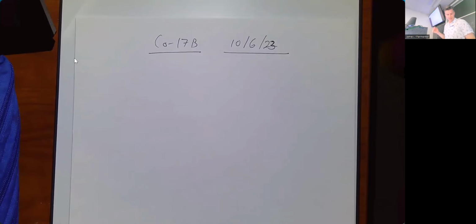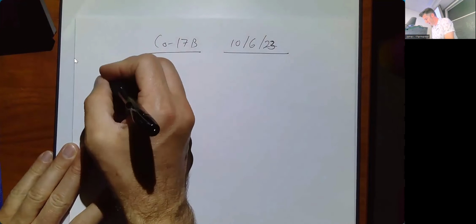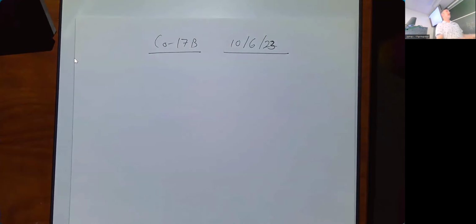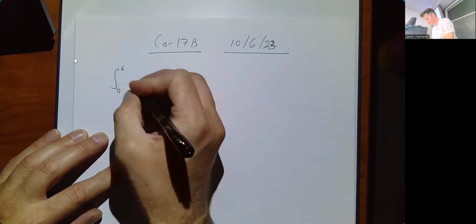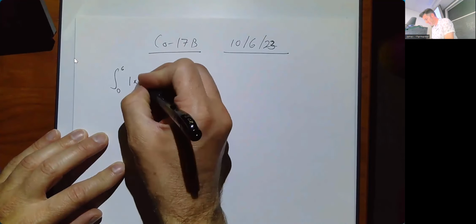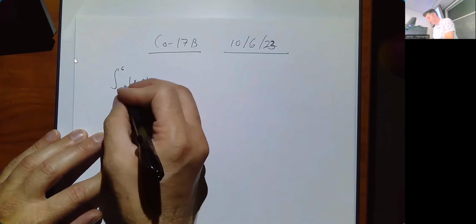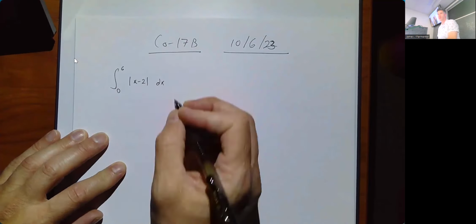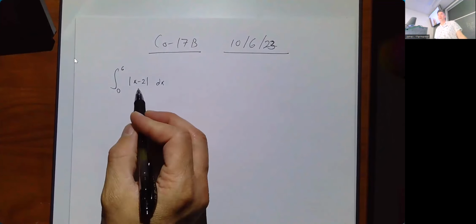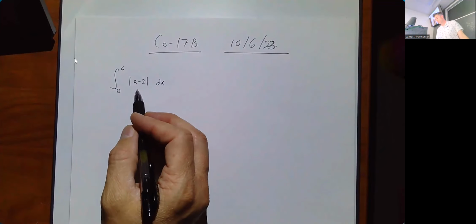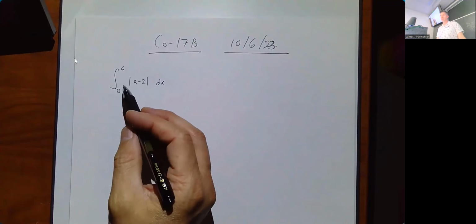Let's talk about integration more. Let's talk about area under the curve. I just want to remind everybody that when we write this symbol, for example, the integral from 0 to 6 of the absolute value of x minus 2 dx, what you should think is, they're asking me to find the area under the curve. This curve, y equals the absolute value of x minus 2, between these two x values, x equals 0 and x equals 6.